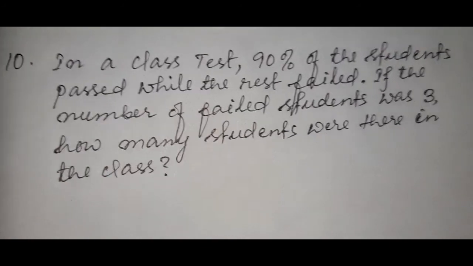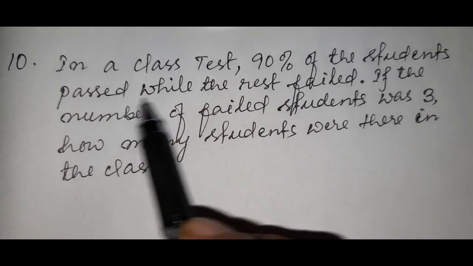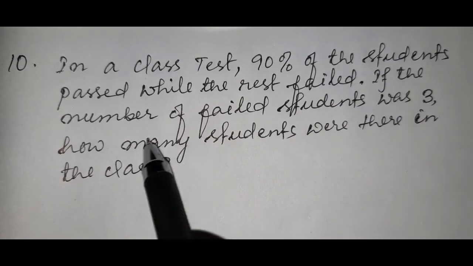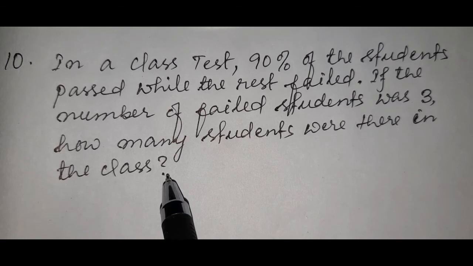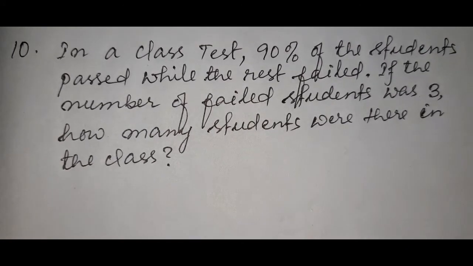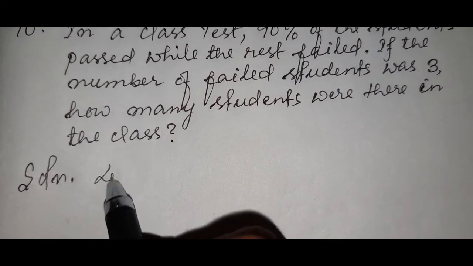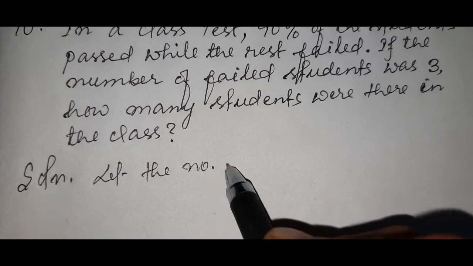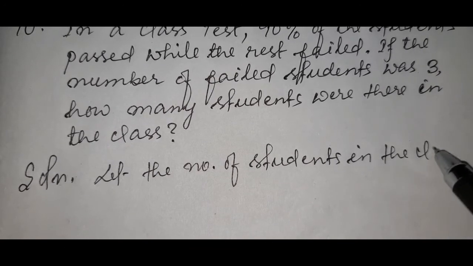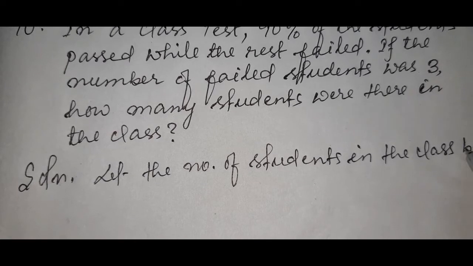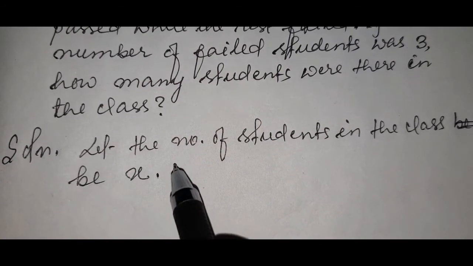Okay, now let's see question number 10. In a class test 90% of the students passed while the rest failed. If the number of failed students was 3, how many students were there in the class? Which means we are asked to find out the total number of students in the class. Since we don't know the number of students, we're going to say x. So let the number of students in the class be x.